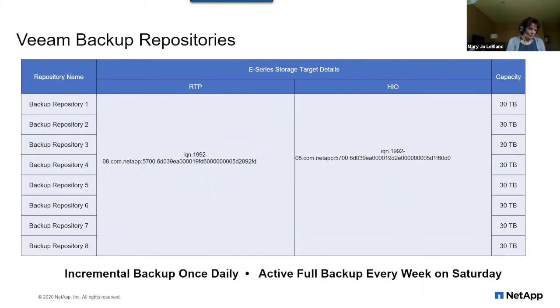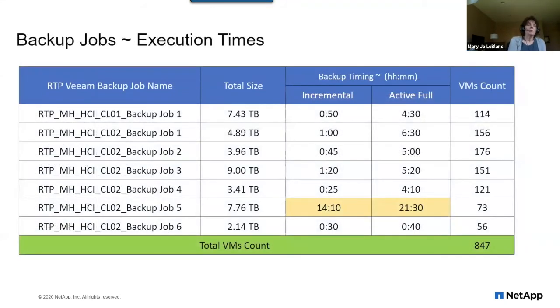As we spoke earlier, in our case we are using incremental backup, and an active full backup every Sunday. I have also illustrated some of the backup execution times we have achieved, as an average. Suppose you can see we had a VM count of 114, which was utilizing 7.43 TB, and the active full was 4.5 minutes, but incrementally it took only 50 minutes. But there's one more highlighted, the same size, with a total VM capacity of 7.76 TB, but the VM count was 73.